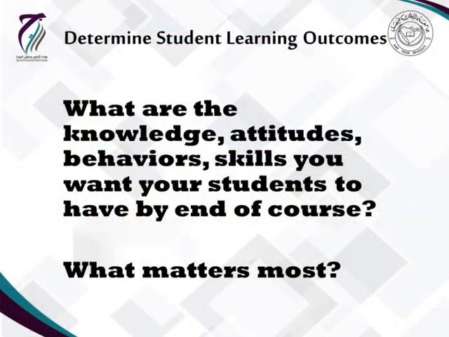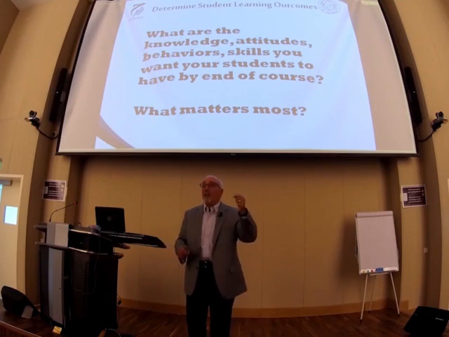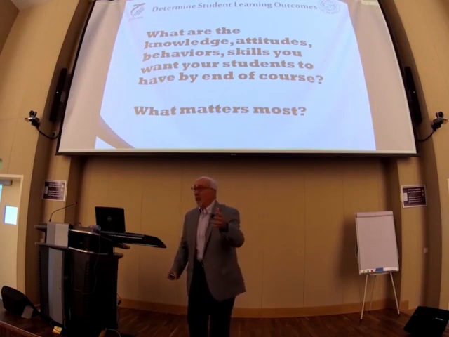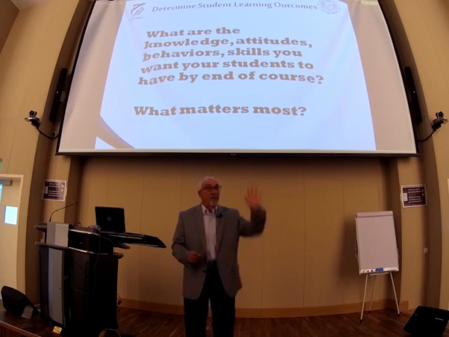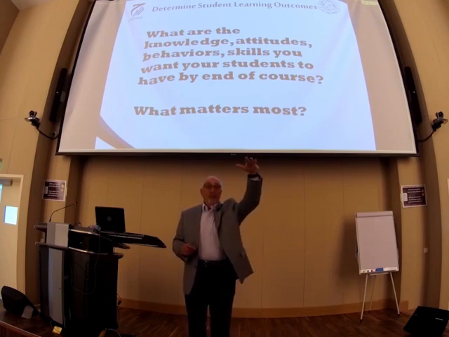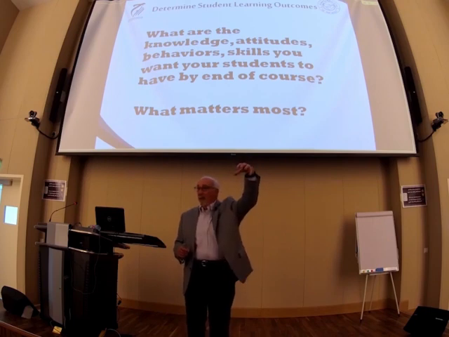What are the knowledge, attitudes, behaviors, skills you want your students to learn at the end of the course? Now, there are two levels of learning outcomes that need to be talked about. There's the general course learning outcomes, the 15 or 20 learning outcomes that you want students to get as a result of this course. And then maybe each lesson, each unit could have its own learning outcomes that feed into those. You have micro and macro learning outcomes.